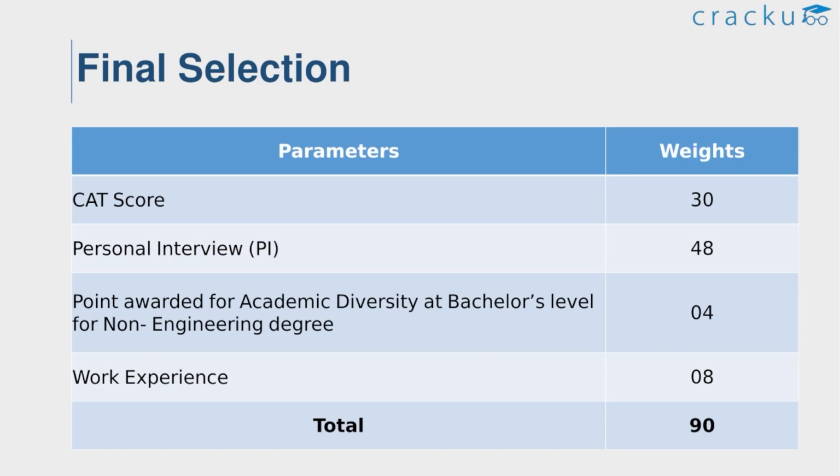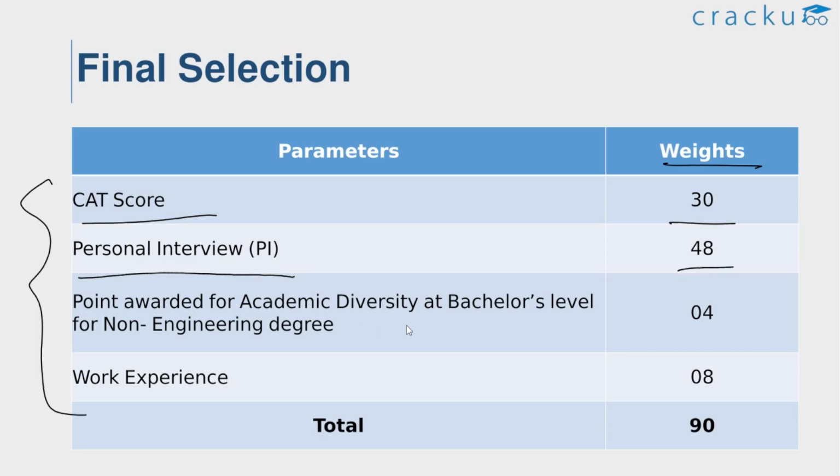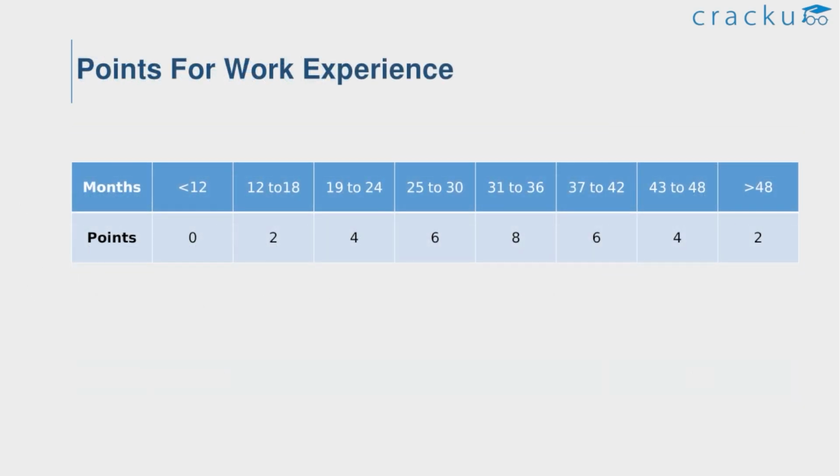Here is the final selection stage. The candidates get shortlisted under these parameters with their corresponding weights mentioned in this table. So these are the parameters. For the CAT score, the weight is 30. For the personal interview, the weight is 48. For academic diversity at bachelor's level for non-engineering degree, the weight is 4. If we look at the parameter of work experience, the points will be awarded based on the work experience. Up to 3 years, the points for work experience keep increasing, but if you have work experience beyond 3 years, you will get lesser and lesser points. This is another uniqueness of IIM Calcutta. For most of the IIMs, the points given remain the same for work experience beyond 3 years. So this is about the selection process in IIM Calcutta.